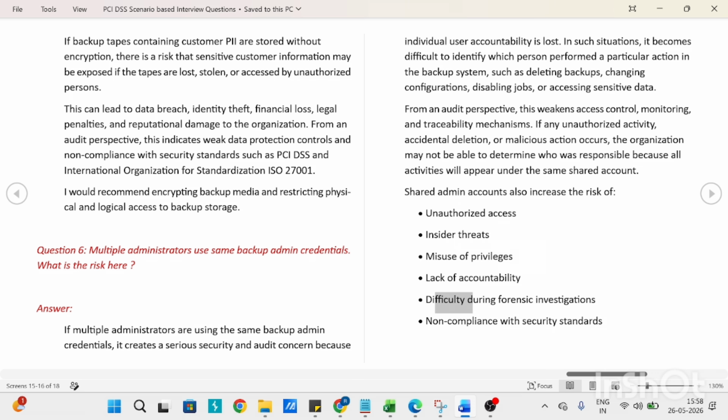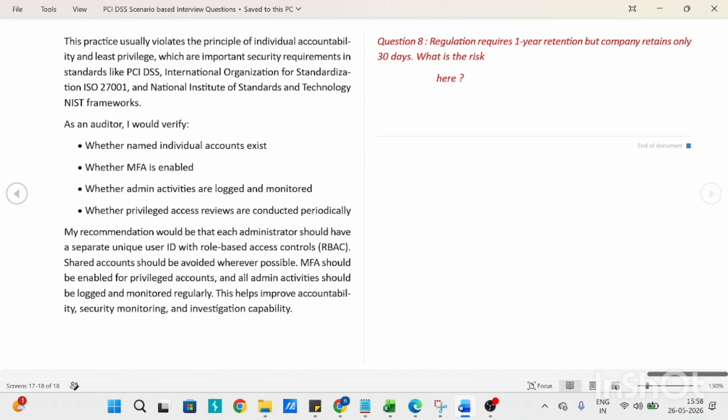So what is the best practice here, guys? Best practice is that individual IDs should be there, multi-factor authentication, whether admin activities are logged and monitored, and whether privileged access reviews are conducted periodically. Also, you need to check whether it's role-based access and there should be a separate unique user ID for access purposes. Because if you use an individual ID, it is traceable, and it reflects accountability also.